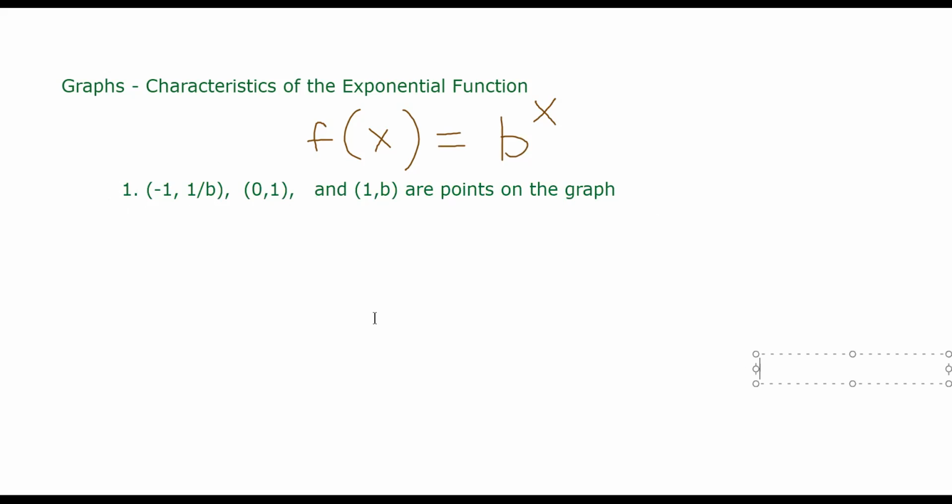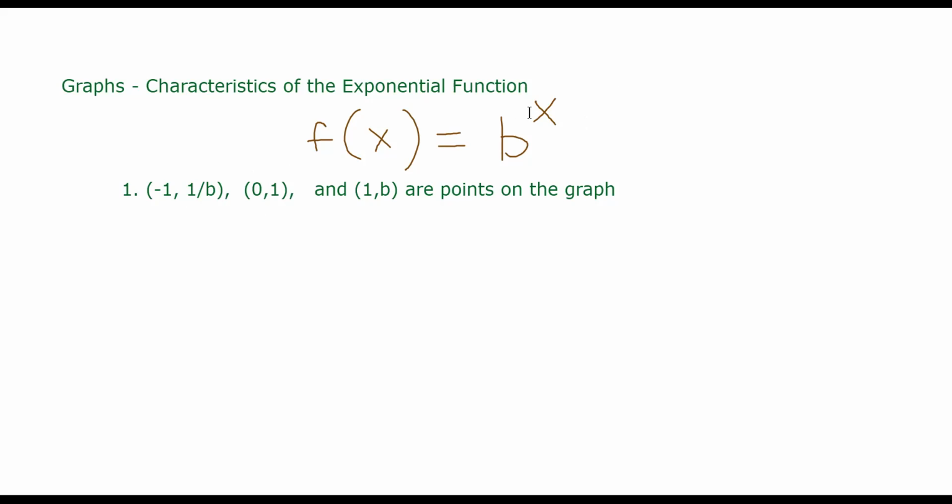So first of all, these are 3 points on the graph. -1, comma, 1 over b. Why? Well, whatever b is, if I put a -1 in for x, that's going to make it 1 over b to the first, or just 1 over b. So this is a point on the graph. The next point that we can talk about is 0, comma 1.